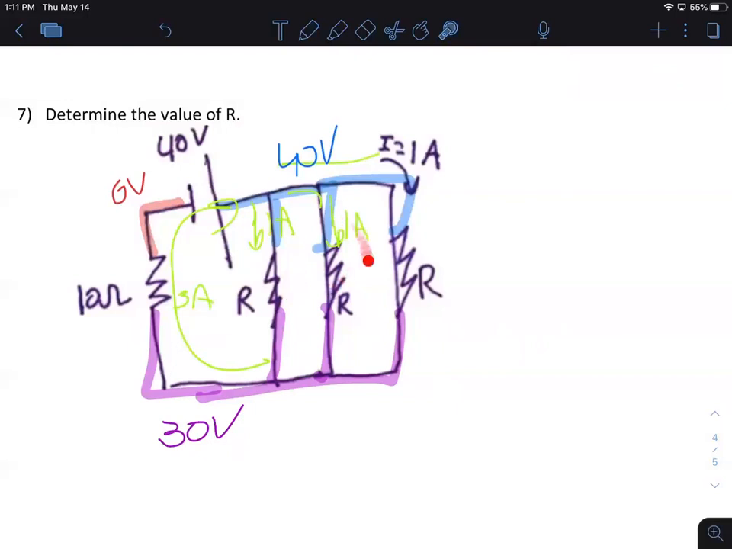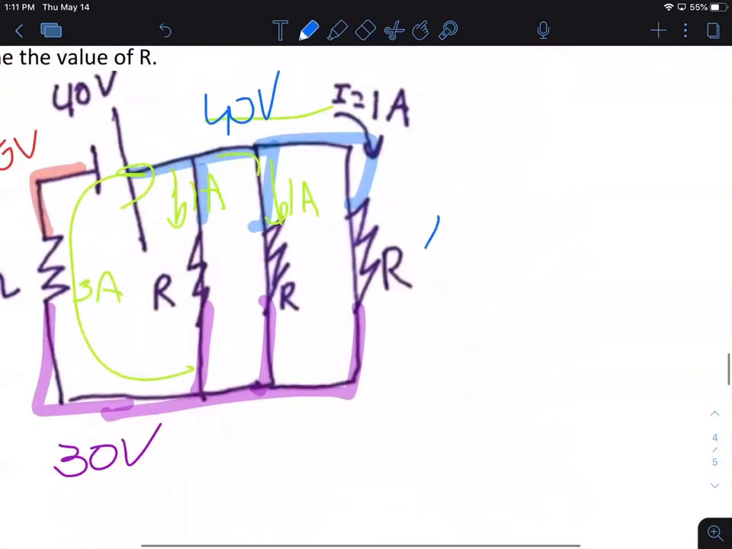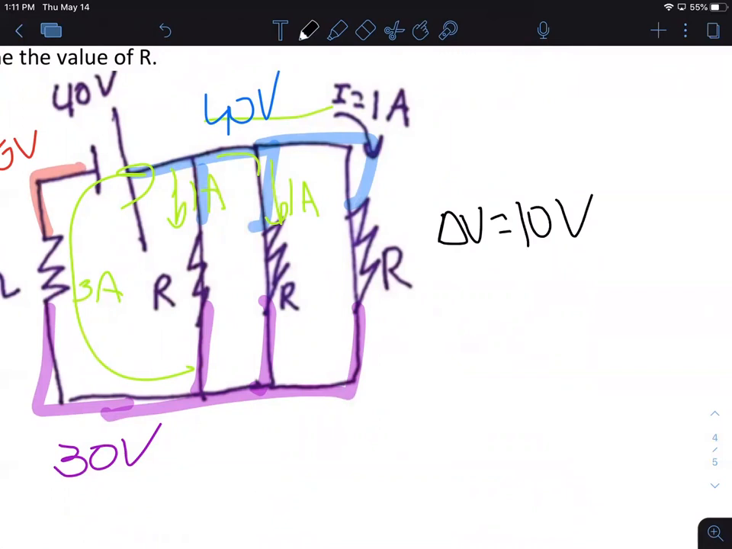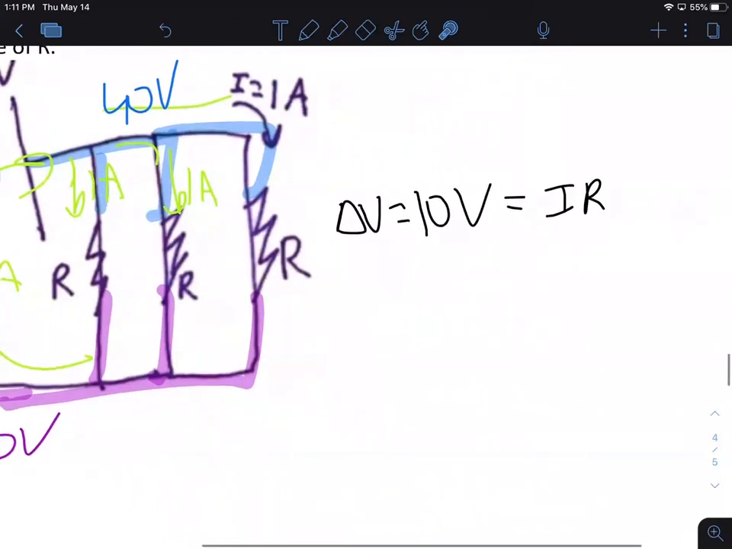Now I can see for any of these resistors, they're taking it from 40 down to 30. That's a change of 10. Delta V is 10 volts. That equals IR. In this case, the I is the 1 amp because I'm not going to use 3 here. This is only 1 amp. Any of these. 1 amp, resistance of R, dropping 10 volts. This is true for any of these paths. I is 1 amp.